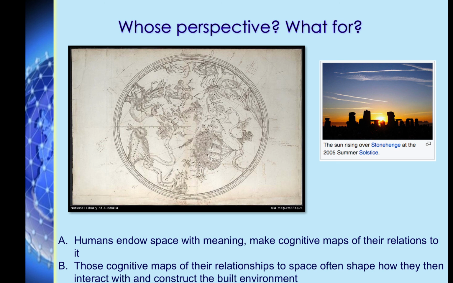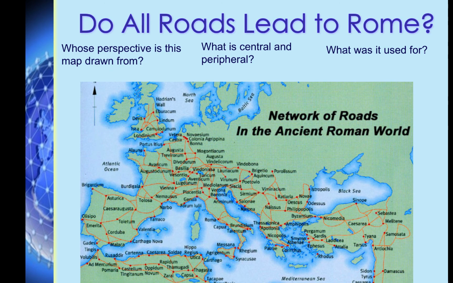Now, that's a term that comes to us from a theorist you'll encounter if you ever take post-colonial literature with me, Edward Said, but he's also a theorist whom we'll encounter when we start to think about narrative and communication in a following week. So let's think then about this map and give those principles to it. Whose perspective is it drawn from? What's central? What's peripheral? What was it used for?